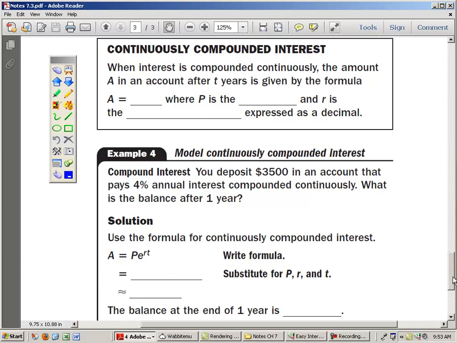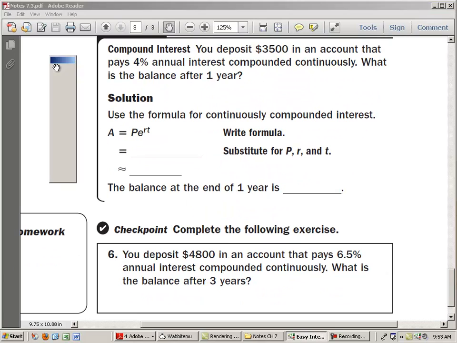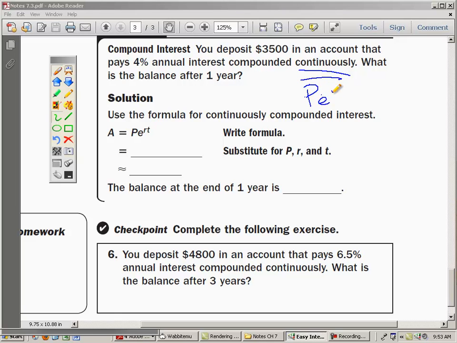All right, sliding on down here, it says you deposit $3,500 into an account that pays 4% annual interest, compounded continuously. The keyword there is continuously. So that tells me I'm using my Pe to the rt formula because it's continuous interest. What's the balance after 1 year? So this is $3,500 times e to the rt power. Well, my r is my interest rate, which is 0.04, and that's times t, which is 1 year, so I'm going to plug in 1 year here.